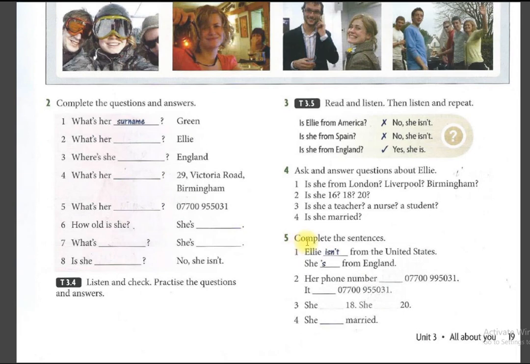Activity number 5: you have a number of uncompleted questions. You have a number of blanks and you have to complete the sentences. So the first one is already done.